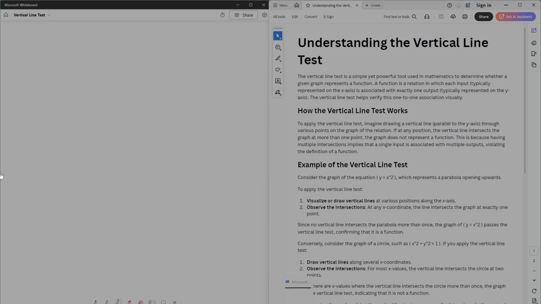So remember, we can have two different types of functions: one-to-one and many-to-one. One-to-one and many-to-one.